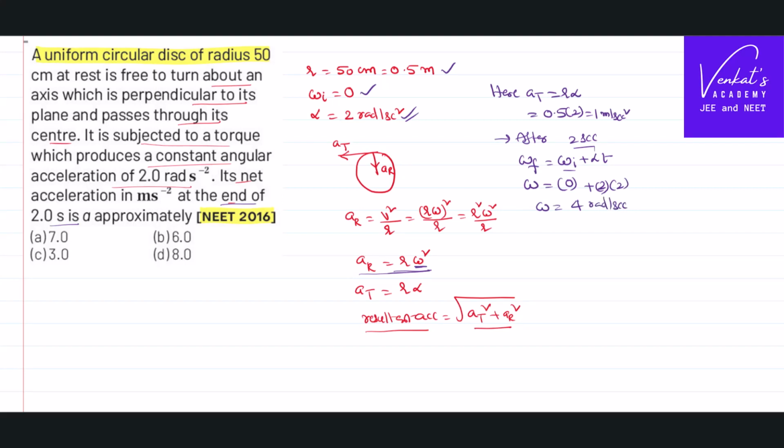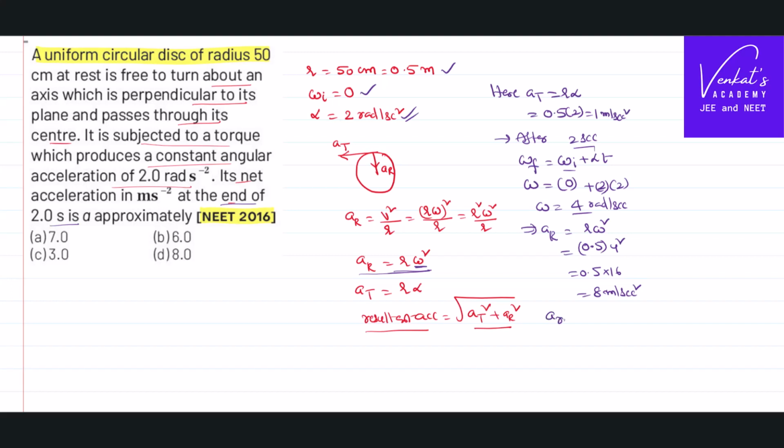Once you know omega, we can calculate a radial as r omega square. Radius is 0.5. Omega square is 4 square. 0.5 into 16, that is 8. A radial is 8 meter per second square. Now I know both a radial as well as a tangential. Now I can calculate the resultant.